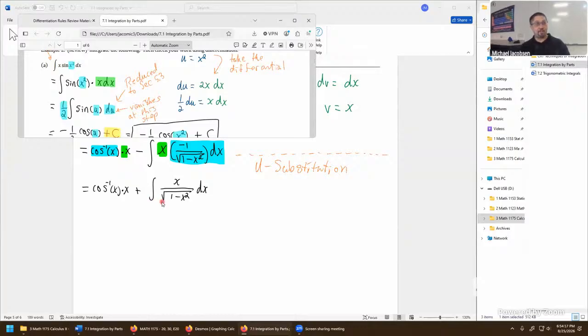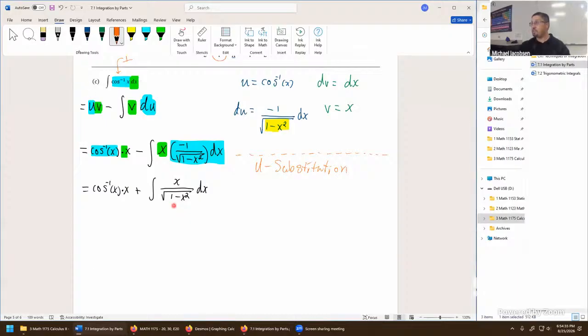Now let's look at this one. That's a function composition, a square root composed with the quadratic 1 minus x squared. And the derivative of 1 minus x squared is a negative 2x. X appears, so that tells us U substitution is a great technique on this one. Grab the inner function, 1 minus x squared. That's going to be our U this time.